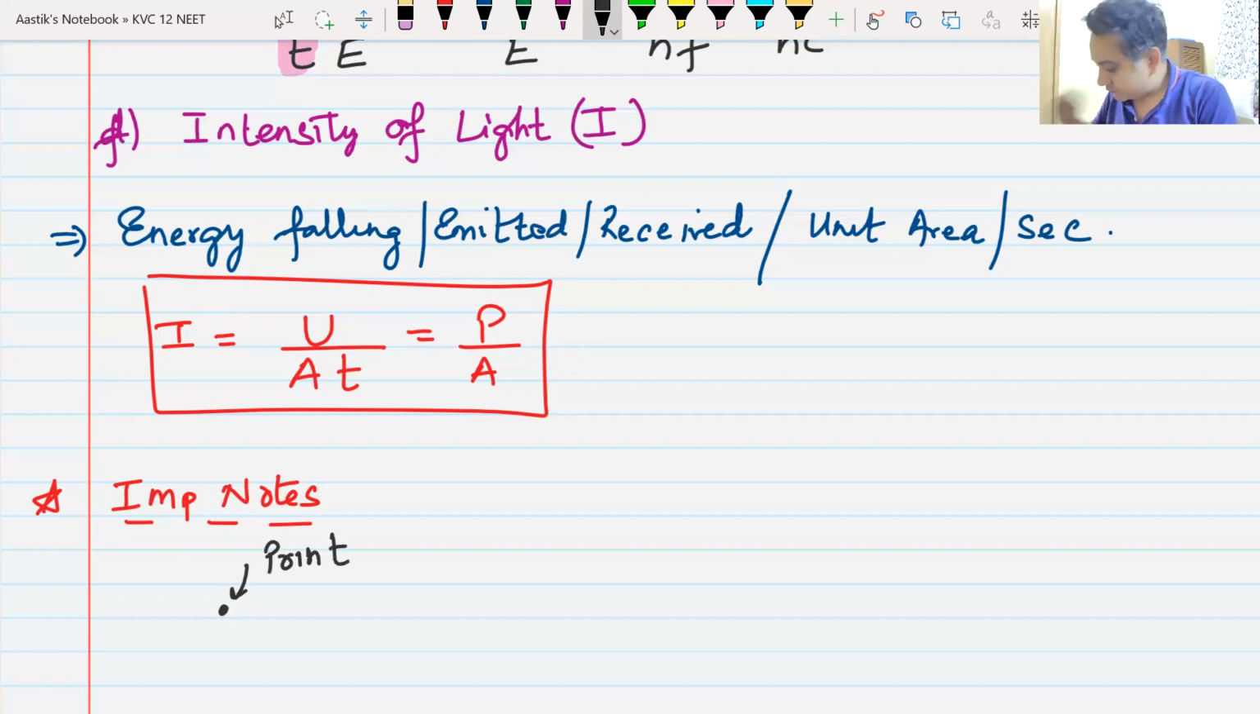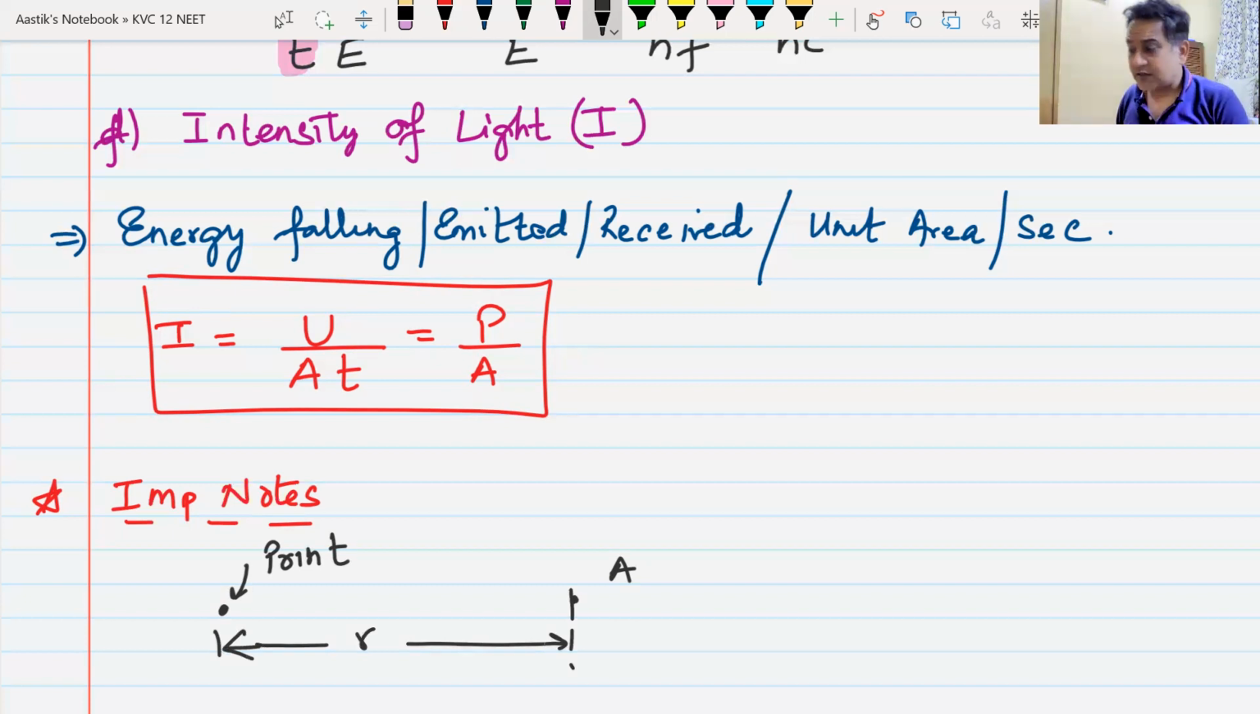So you have a point source, and then you have another point A at a distance R from it. Now this point source is emitting energy at the rate of P. P is the power of this point source.